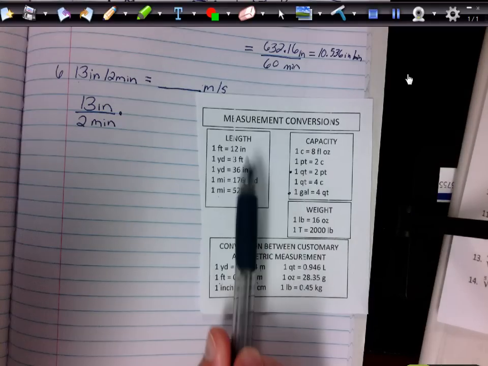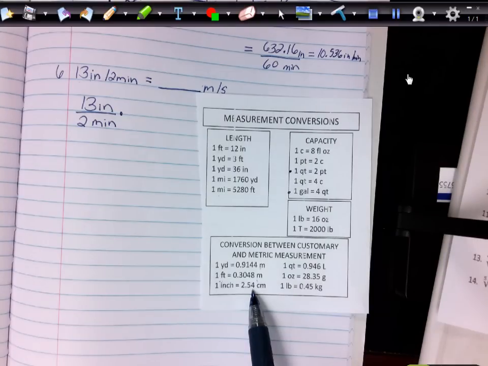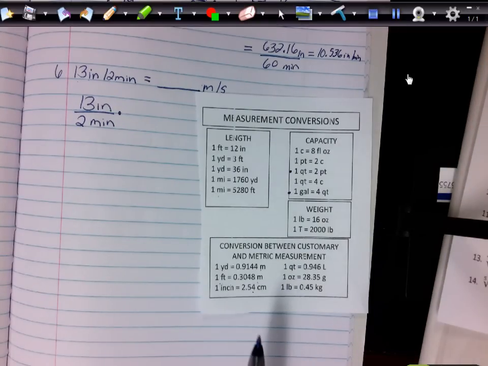I have inches to feet, inches to yards, and inches to centimeters. So I've got three different things. I've got feet, yards, and centimeters, and I want to get to meters. Now I don't have a direct connection from inches to meters, so I need to find something that connects the two.